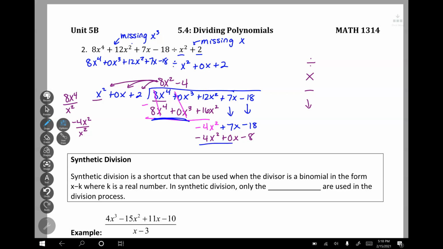Okay, and then we subtract. Okay, so negative 4 minus negative 4 is 0. 7 minus 0 is 7. Negative 18 minus negative 8, that becomes negative 18 plus 8, which is negative 10. Okay, so that whole thing is your remainder. There's nothing left to bring down. So this is the remainder.